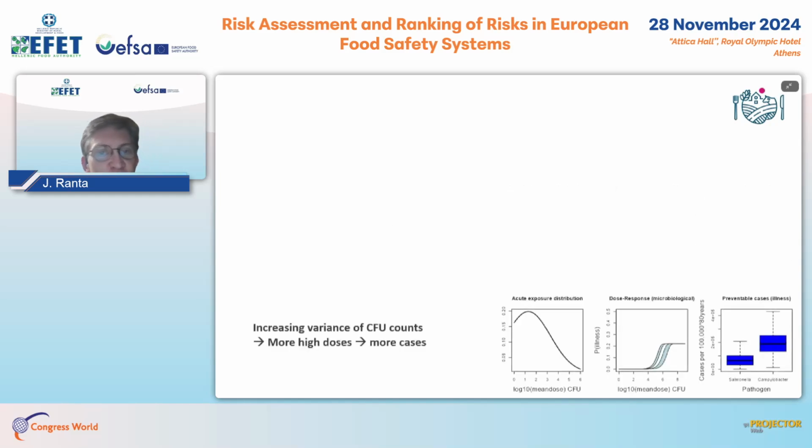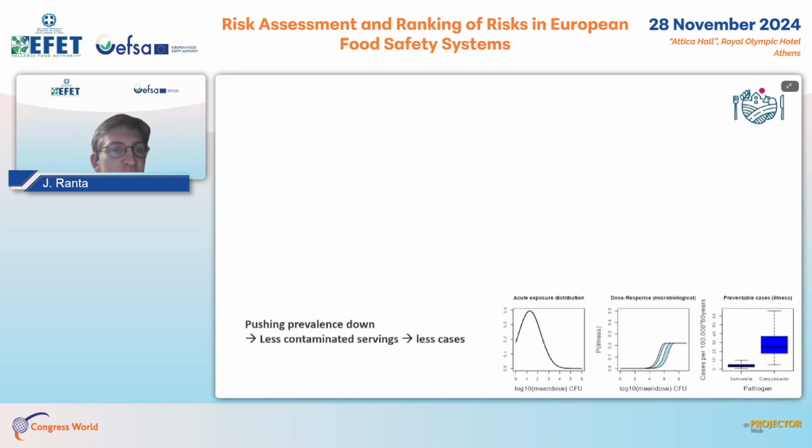And for the microbiological side, you could play with some assumptions: what happens if you increase the variance of the contamination of the CFU in the microbiological hazards? Then increasing the variation will actually increase the number of high doses, and high doses mean more cases. And then you could experiment with how much effect this could have on the number of cases, or how much effect there would be by pushing the prevalence of the hazard down, and then you would have less contaminated servings, and consequently fewer cases, and you could calculate this.